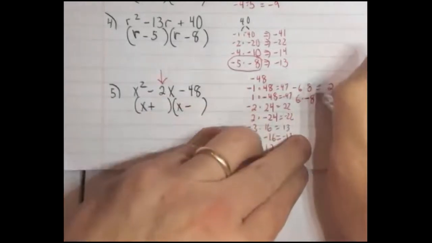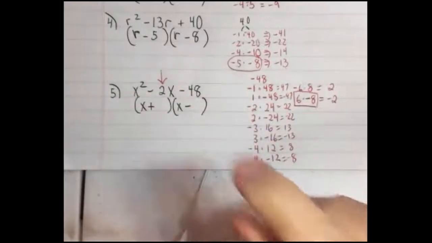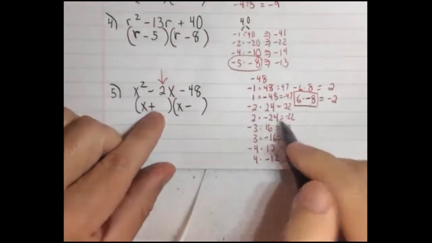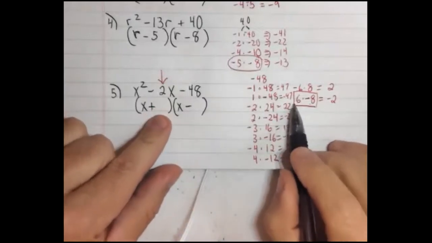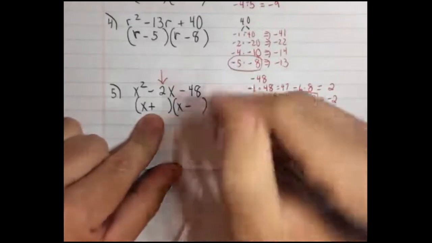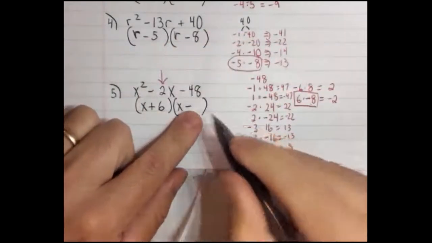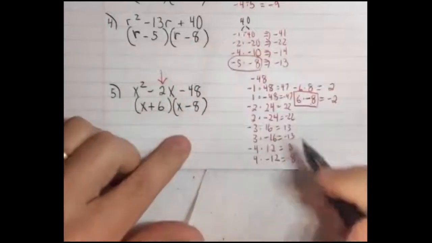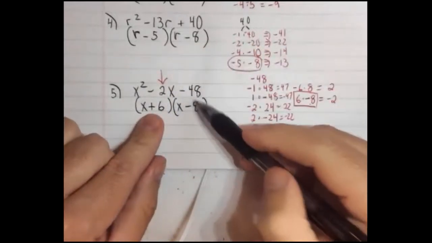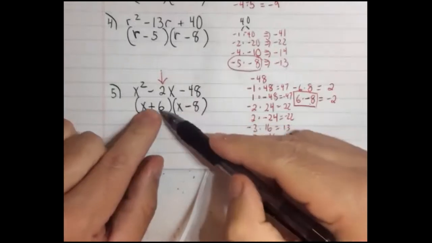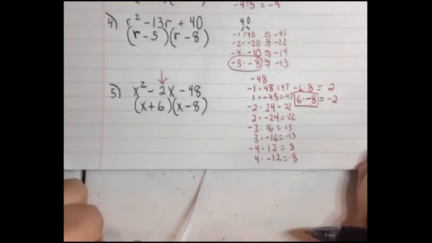So I know my combination is 6 and negative 8. So just make sure you put these in the right spot. 6 would be my positive value, so I put that where the plus is. My 8 is the negative, so that's where that would go. Again, it's an easy check. 6 times negative 8 gives me negative 48. Negative 8 plus 6 gives me negative 2.